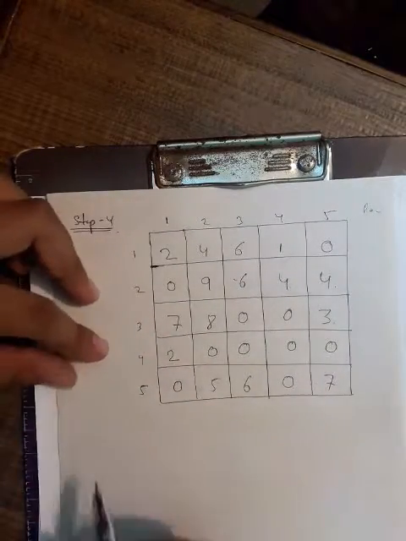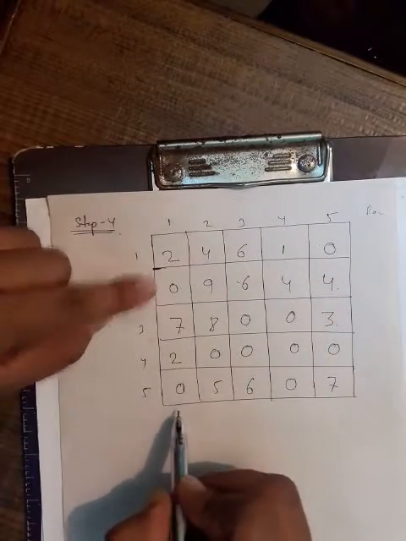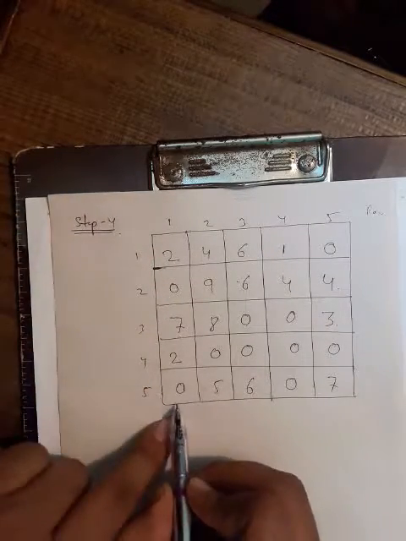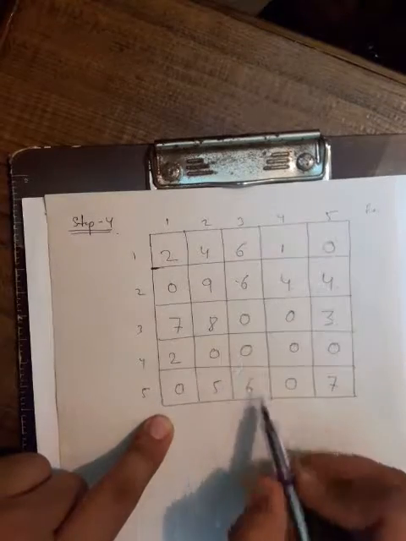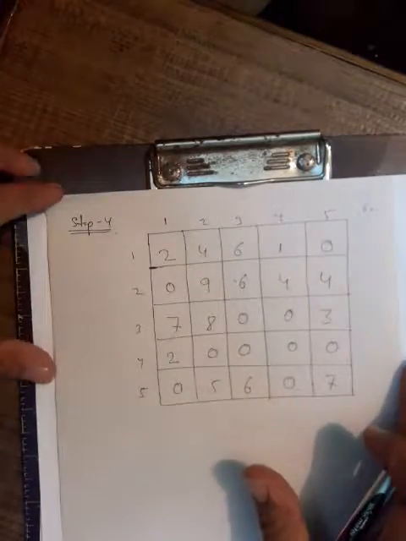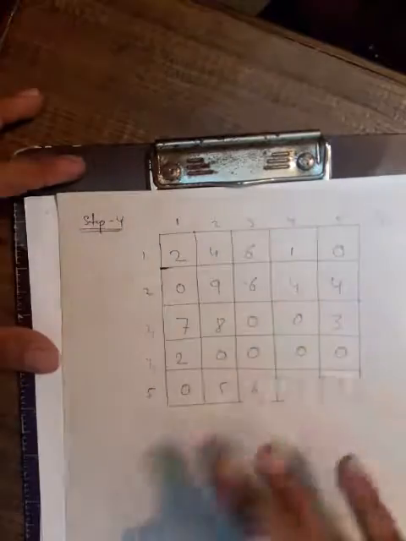The next step is what? We are going to find the minimum value in each column. Again you will see that in each column we have a 0 as the minimum value, so it makes no change in the matrix. So again we will move to the next step.